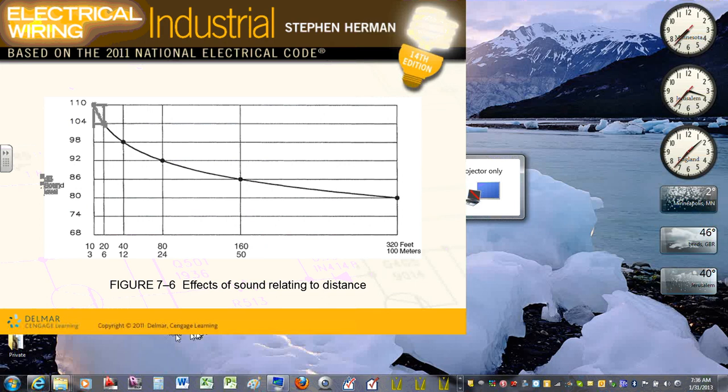Does that make sense, guys, how important this topic is? So you double the distance. So we went from 40 to 80, guys, we dropped another 6 decibels. Every time you double the distance, you drop 6 decibels. That could be good news if I have a loud generator outdoor and people are complaining about it, so I double the distance so they can't hear it.